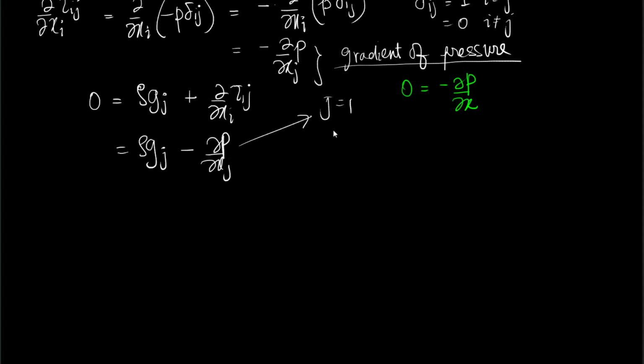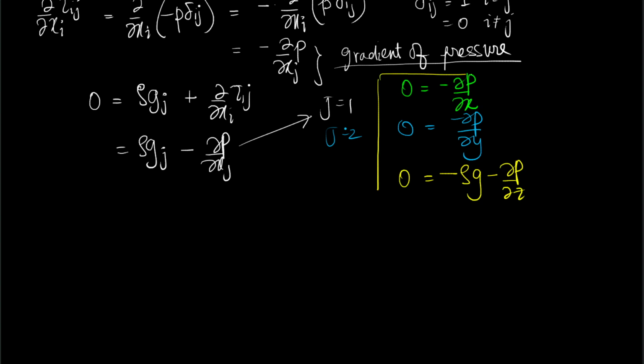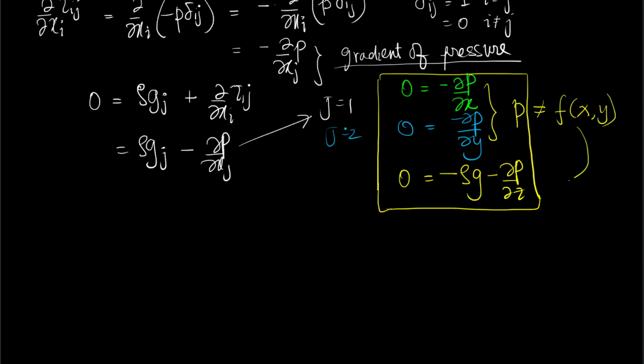Then in the y direction, j equal to 2. 0 equal to minus del p del y. Now in the z direction, 0 equal to minus rho g minus del p del z. And the equation of motion reduces to the equation of hydrostatics. These two imply that P is not a function of x and y, it is only varying with z, due to the gravitational body force acting on the fluid.